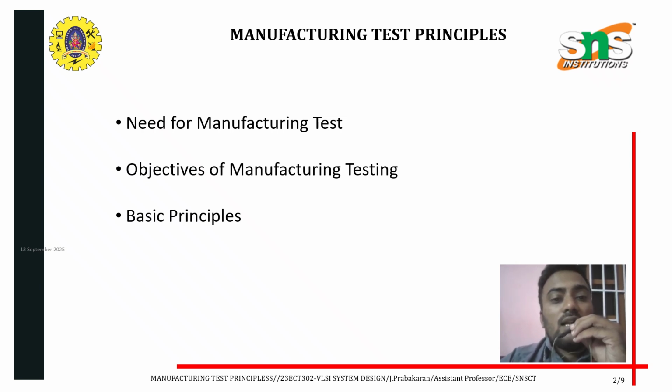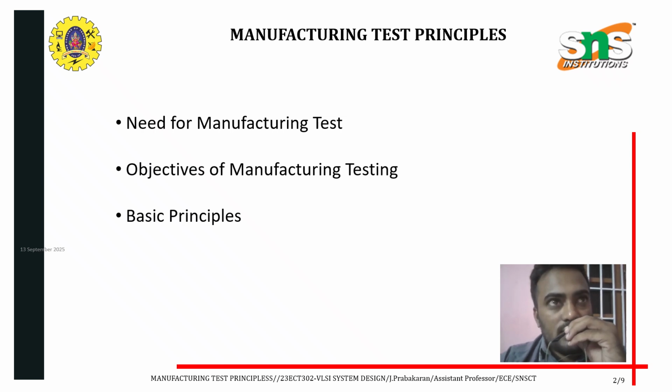And another one is ATE, automatic test equipment, which applies test vectors to the fabricated chip and compares the output against the expected response. Another one is test coverage, a measure of how many modeled faults can be detected, and high coverage, which is greater than or equal to 95 percent, is targeted. These all are some of the basic principles.